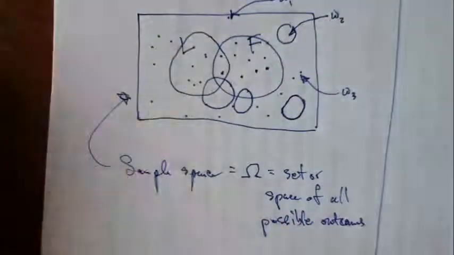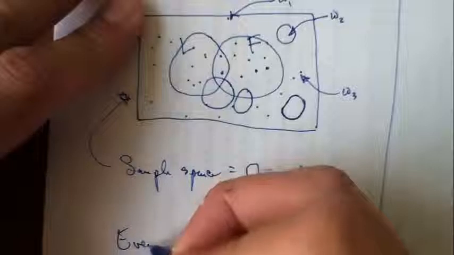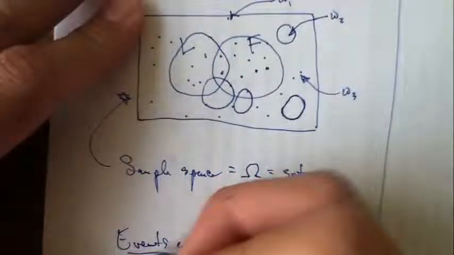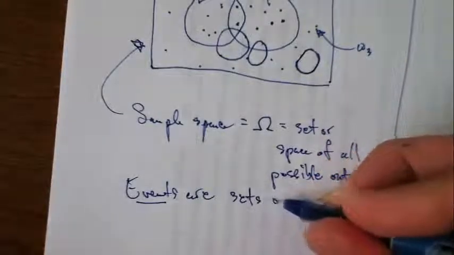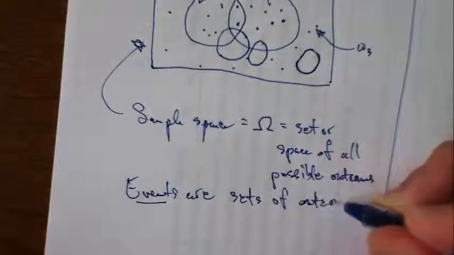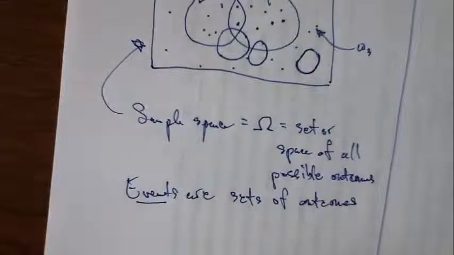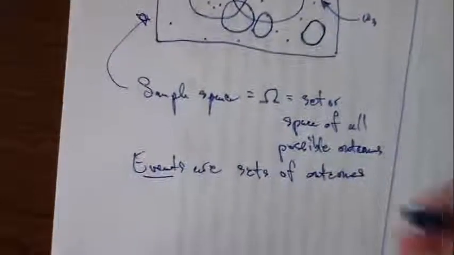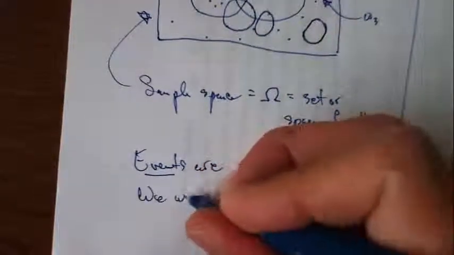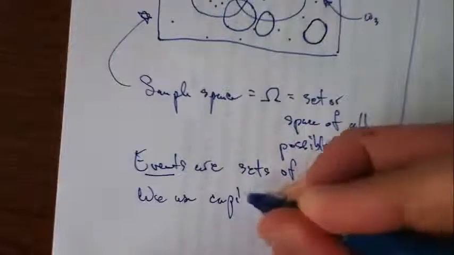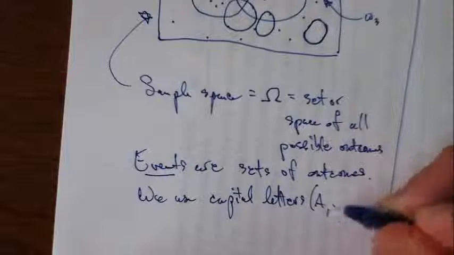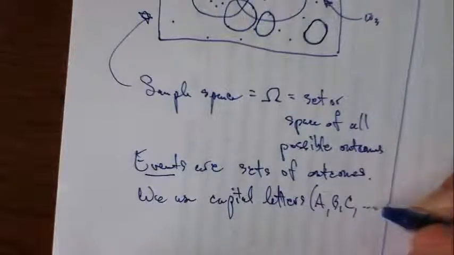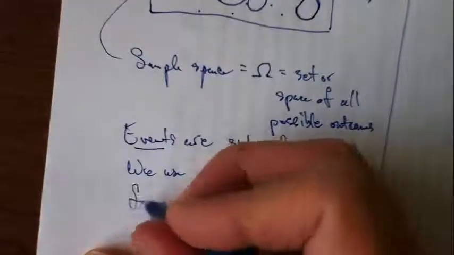So events are basically sets of outcomes, and we use capital letters like A, B, C, etc. for events.